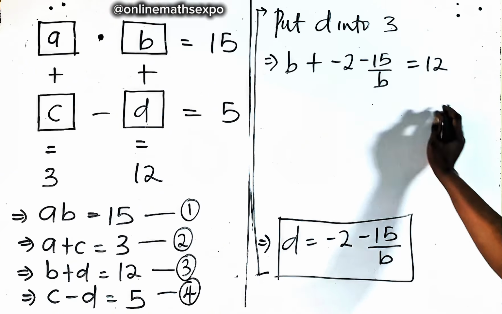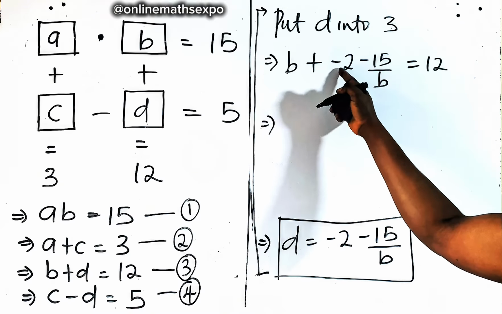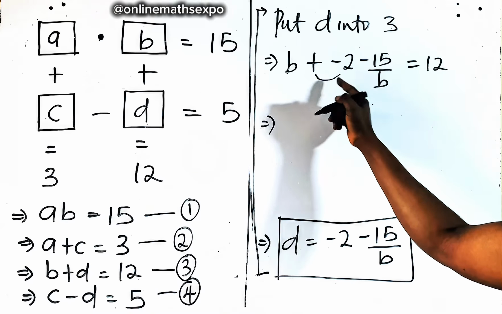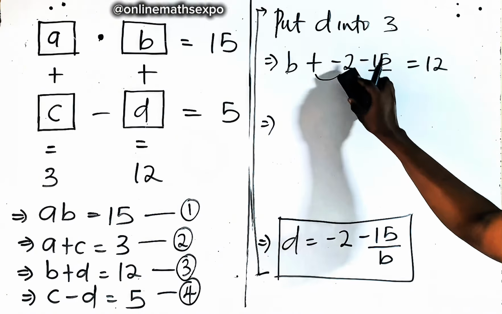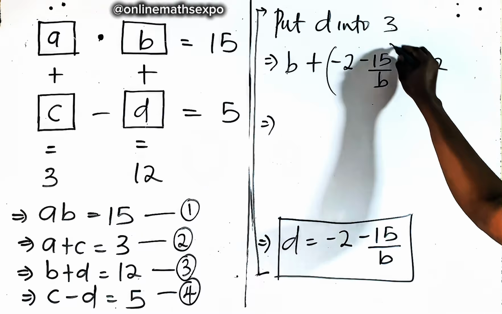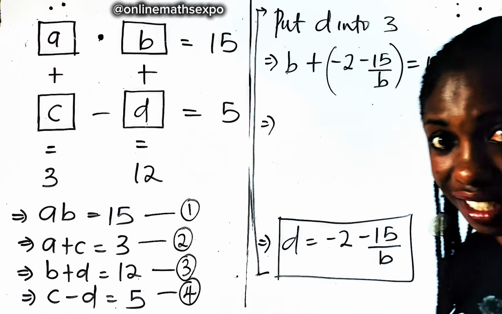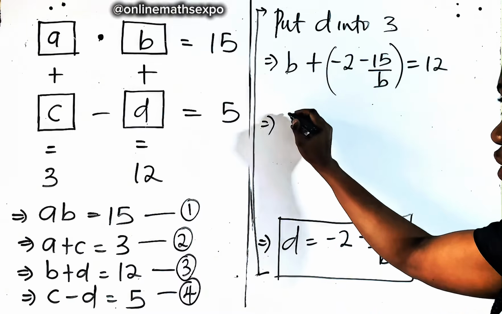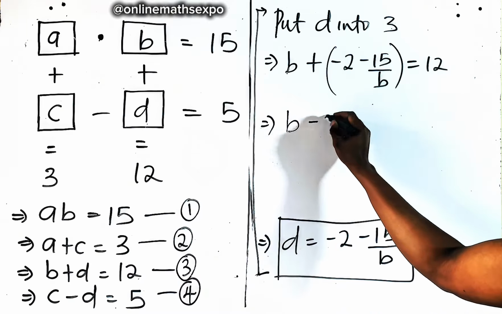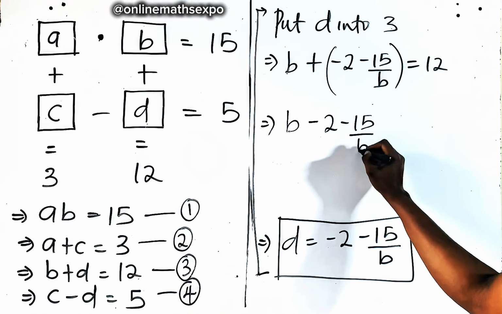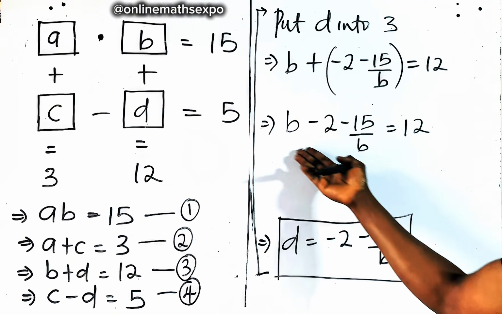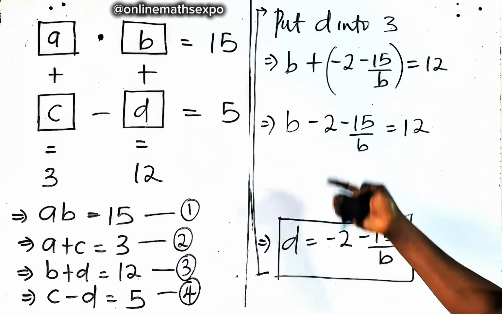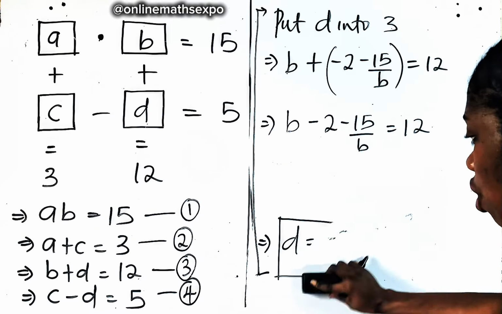When you multiply this, you know it's positive. Positive does not have any issues when you are working with an expression. You know, this is supposed to be in brackets, but a positive sign does not affect the sign. So it still remains the same way it is. So we're going to have B minus 2 minus 15 on B is equal to 12. So what do we do at this point? You now see that the whole statement is now taking you to having a single letter. So you can just simplify it so that you solve.